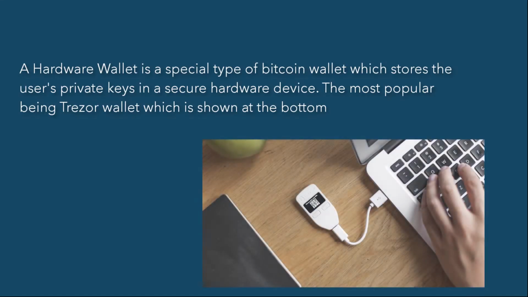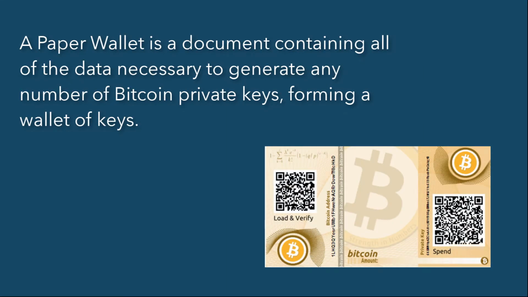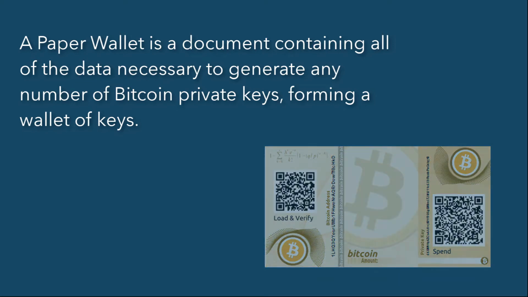A hardware wallet is a special type of Bitcoin wallet which stores the user's private keys in a secure hardware device. A paper wallet is a document containing all the data necessary to generate any number of Bitcoin private keys, forming a wallet of keys.